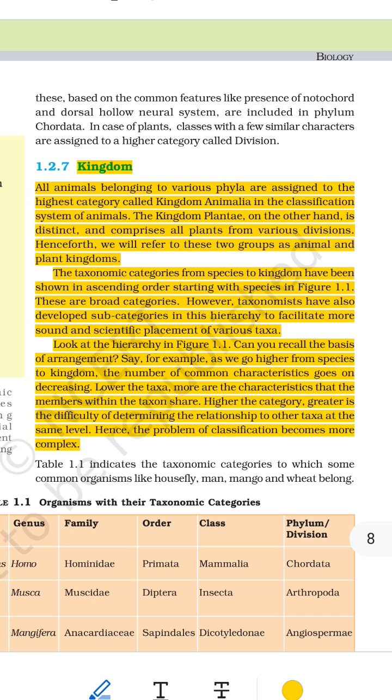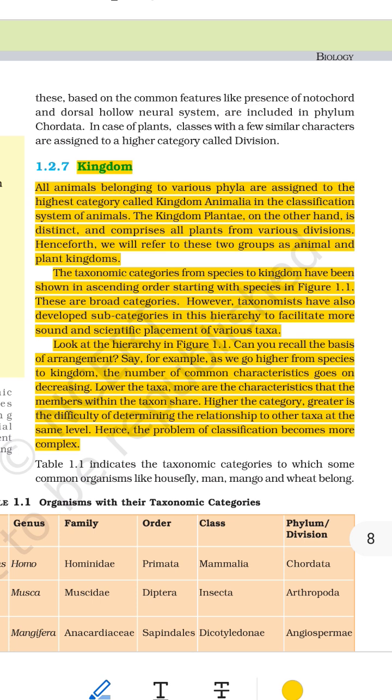First, scientists need a way to sort and group all living things: animals, plants, bacteria, etc. Why? Because there are millions of living organisms. If we don't group them, it will be confusing. So scientists created a system called biological classification. It's like a big sorting system, from small groups to big groups.